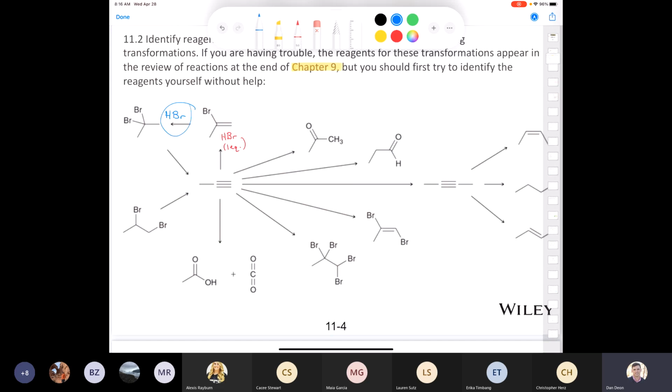Something else I'll say about this reaction here is I touched on this in class, that the mechanism of this reaction is actually not well understood. And there's a really neat figure in our textbook where he shows kind of a proposed mechanism.